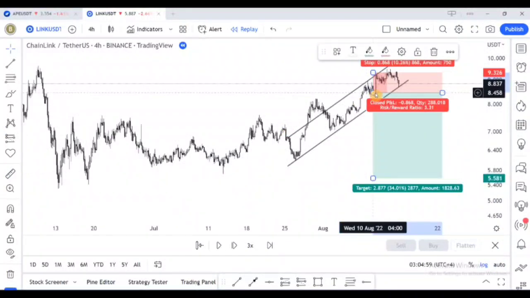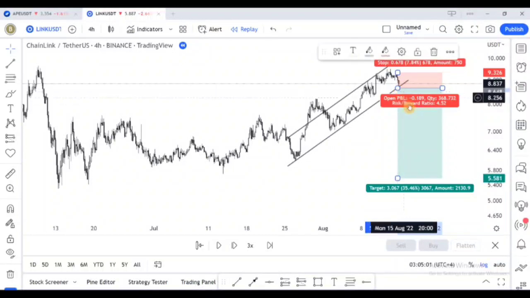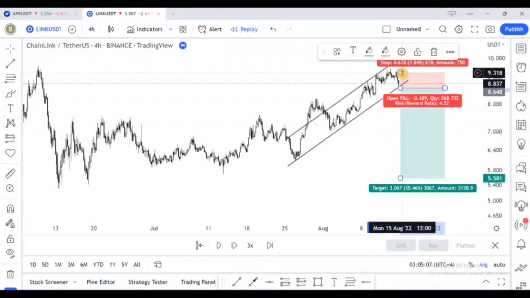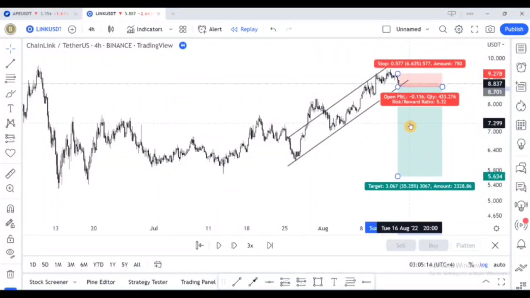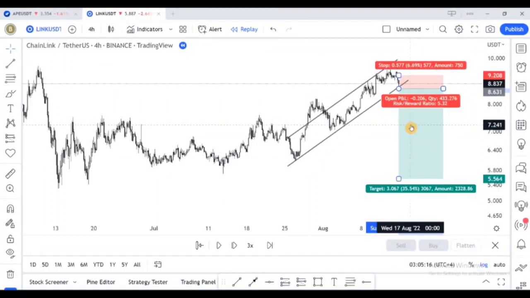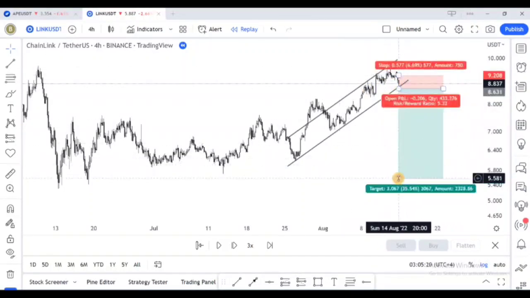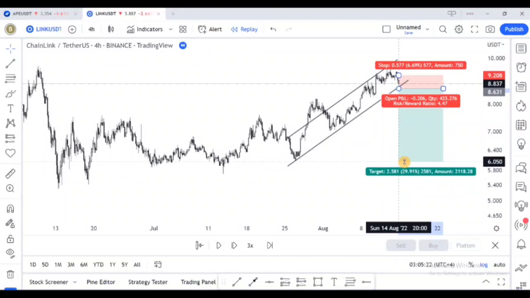I'm going to enter this trade right here. I'm going to put my stop loss above this trend line, so that even if I get invalidated, I will just be stopped out of the market without losing much. But definitely you just need to place your stop loss above. And you're going to use this as your target.